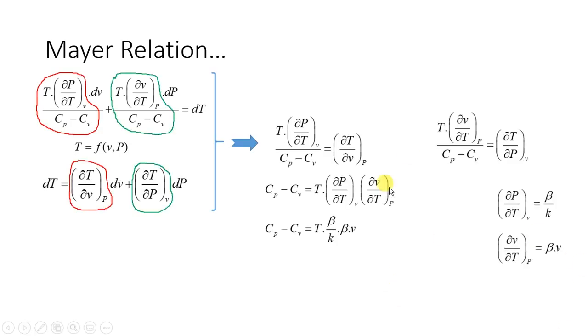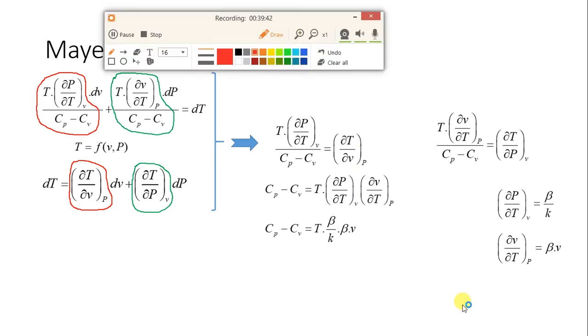So when you substitute this value, Cp minus Cv will be T. Now understand this: dou P by dou T when volume is constant is what? Beta by k. So I have substituted beta by k over here.